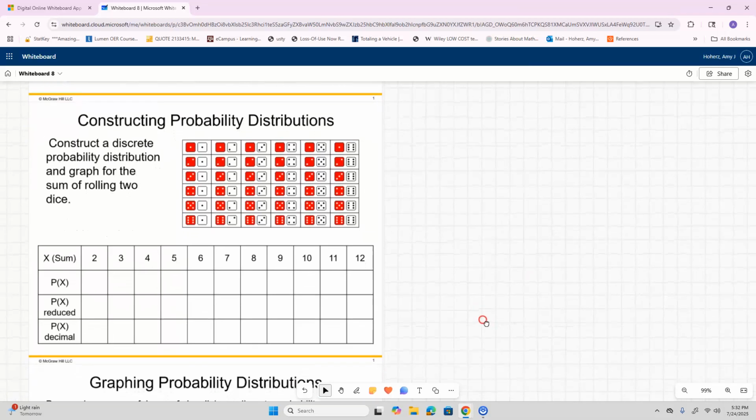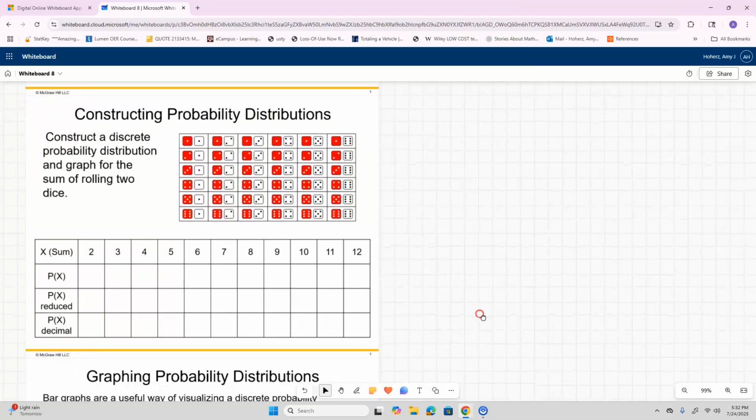So if we're going to construct a probability distribution, let's look at one that's a little less simplistic than just rolling a die. We construct a probability distribution for the sum of rolling 2 dice. So for instance, this right here would be 2 because we got a 1 and a 1, which totals to 2. We can look anywhere in the table. This would be 9 because you got a 5 and a 4, which totals to 9.